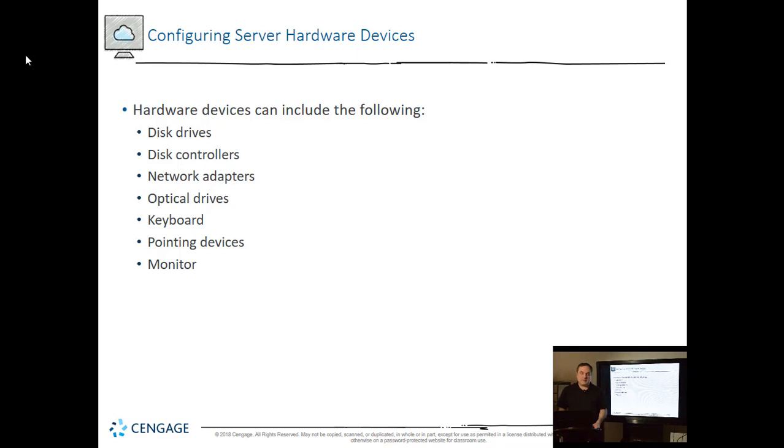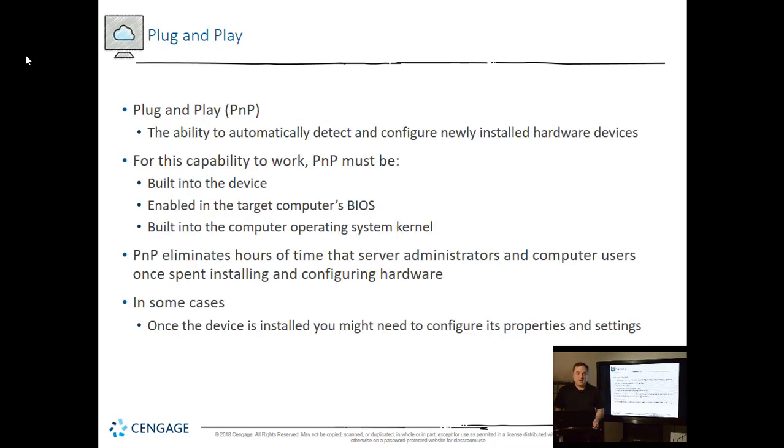Hardware devices are made up of lots of different things, but the most common ones can be the disk drives, controllers, adapters, keyboard, pointing devices such as a mouse, and also a monitor. So when we plug in a device into the computer, Server 2016, along with other versions of Windows, have what's called plug and play, or PNP. That's the ability to automatically install everything, such as drivers and background files and things like that, as soon as you plug a device in.